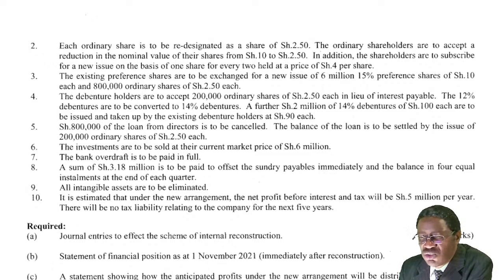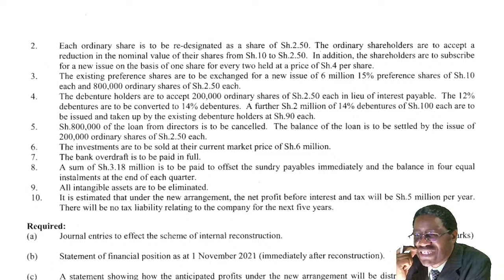are to be issued and taken up by the existing debenture holders at 19. At 19. I want you to understand that statement. I told you this question was a bit tricky. A further shillings 2 million of 14% debenture. Now you can see what I meant when they say shillings 2 million of 100 each.